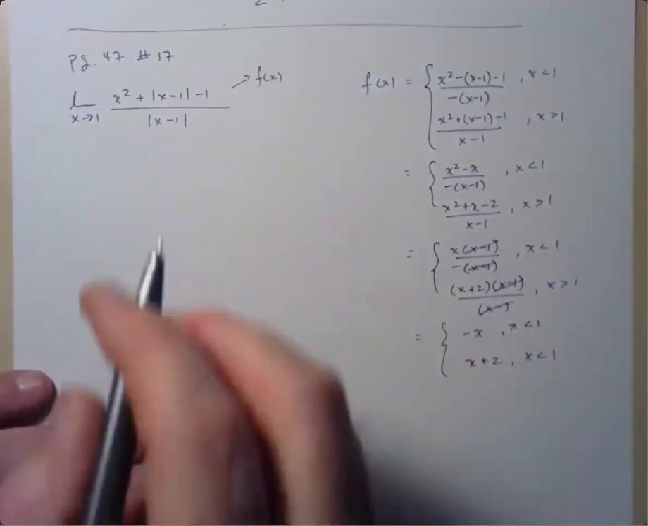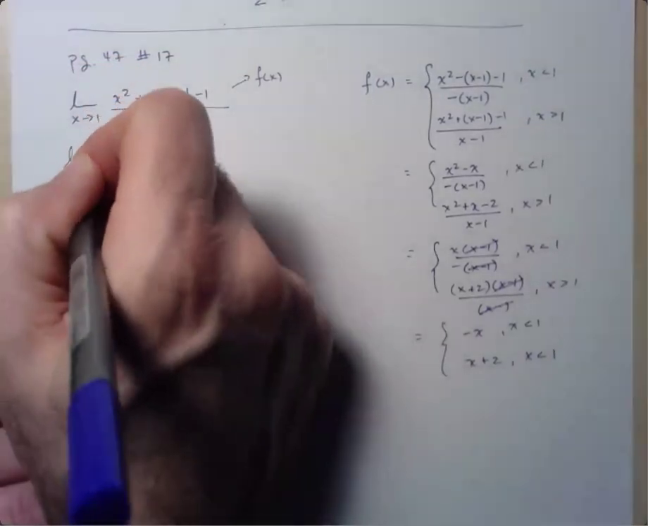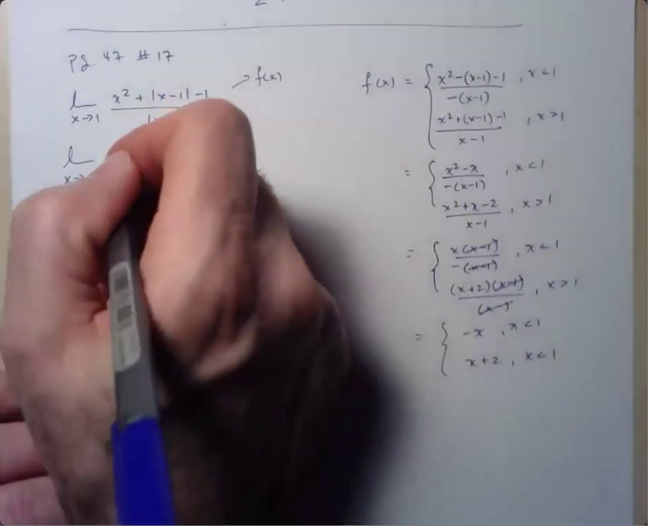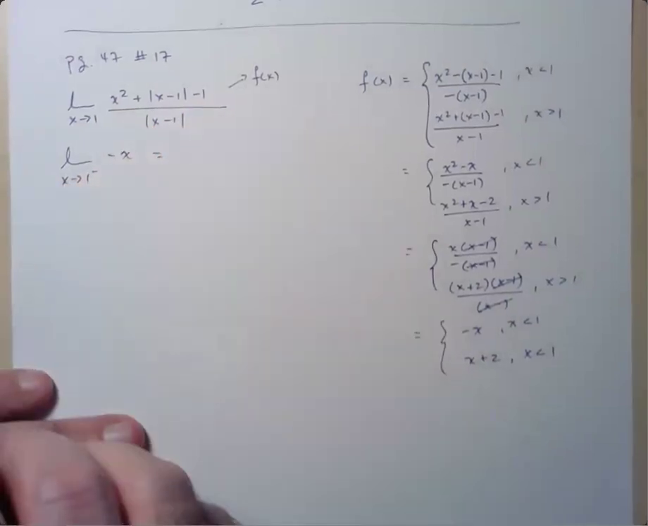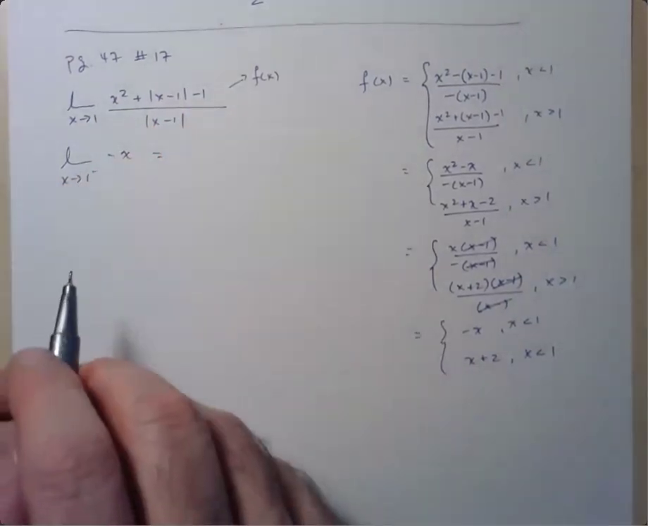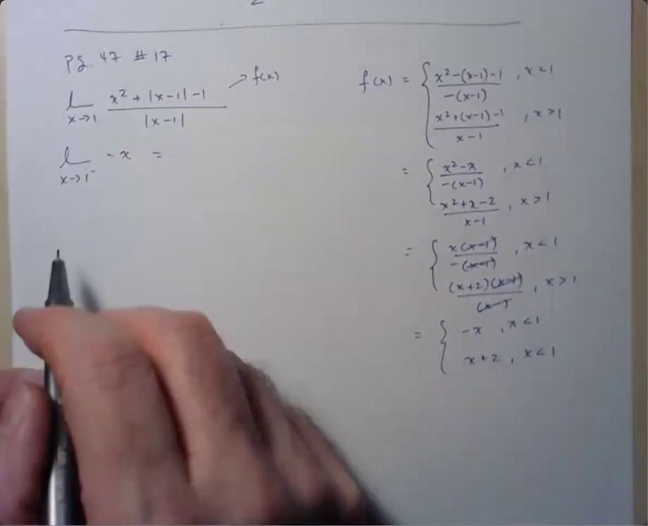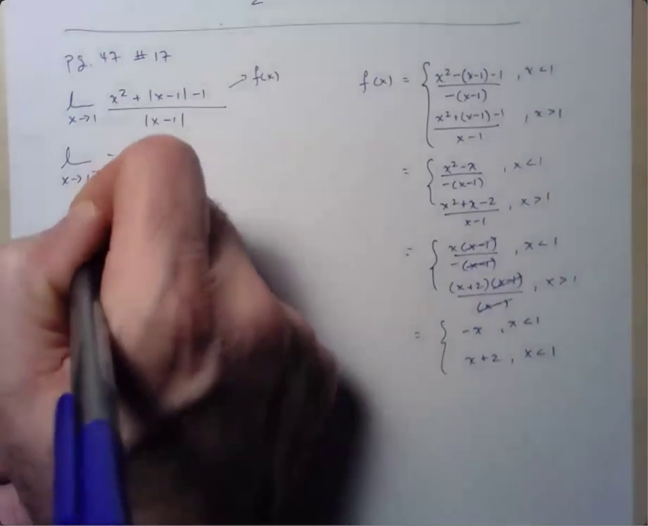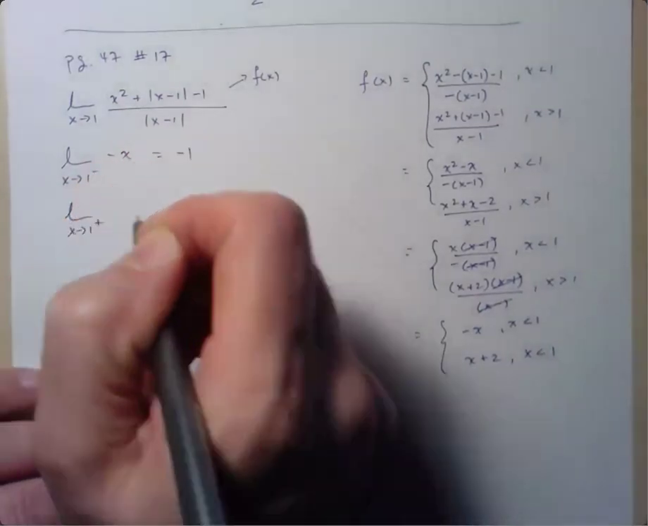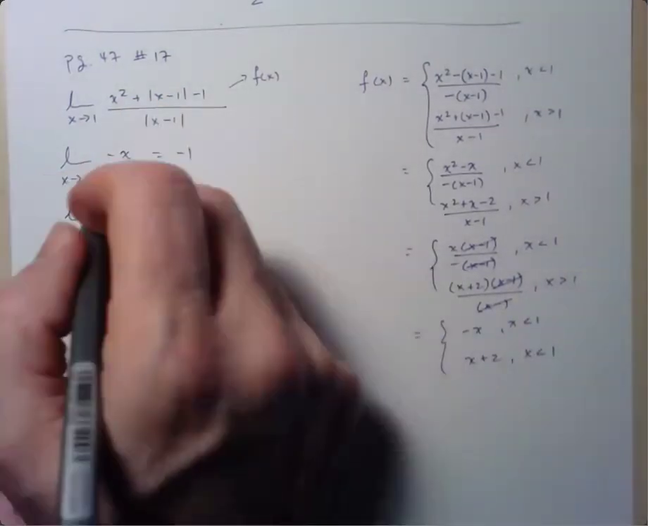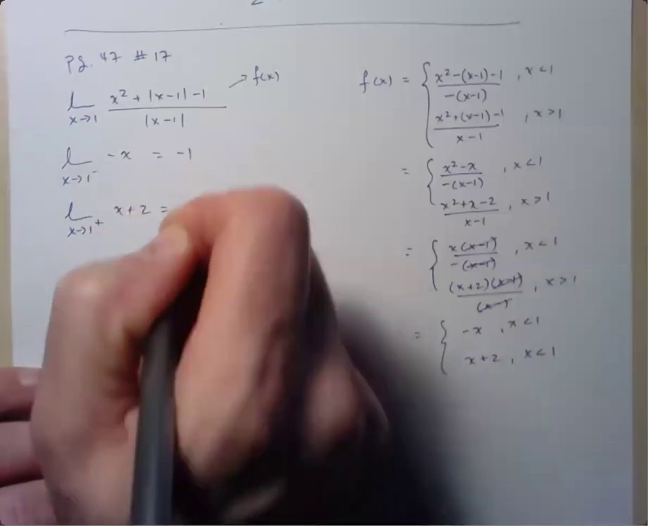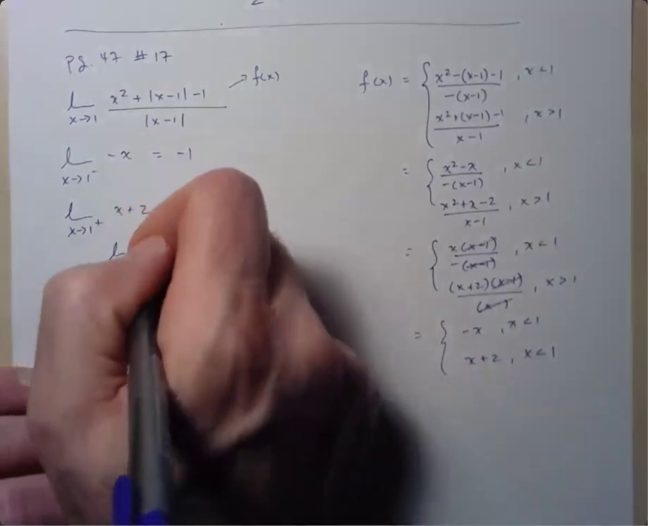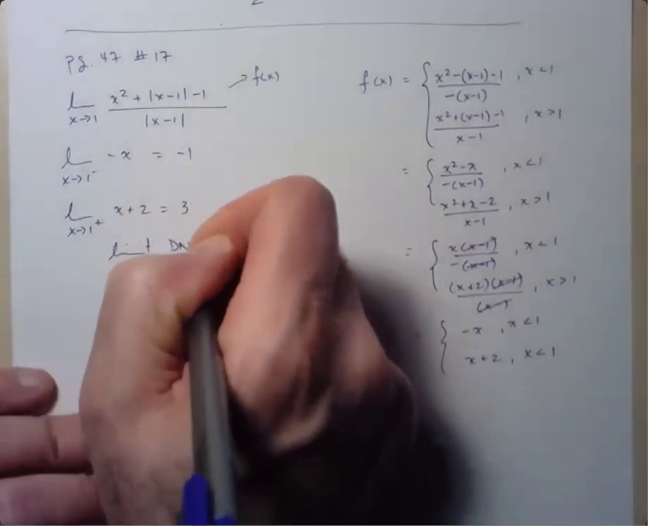Now if I'm taking the limit as x approaches 1 from the left, I'm going to be taking this function here. I'm just saving myself some time by putting it straight in. What's this approaching? Just negative 1. Now if I'm taking the limit as x approaches 1 from the right, it's x plus 2, which is just going to be approaching 3. So the limit does not exist.